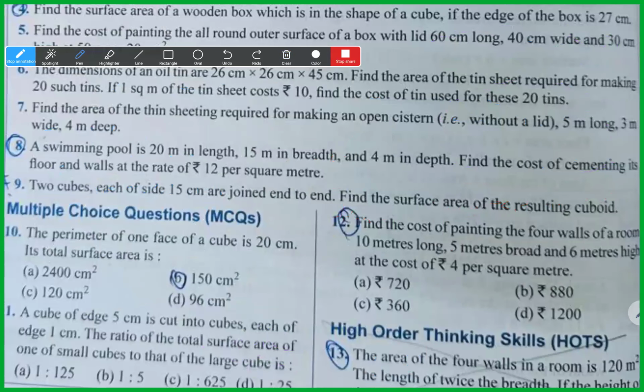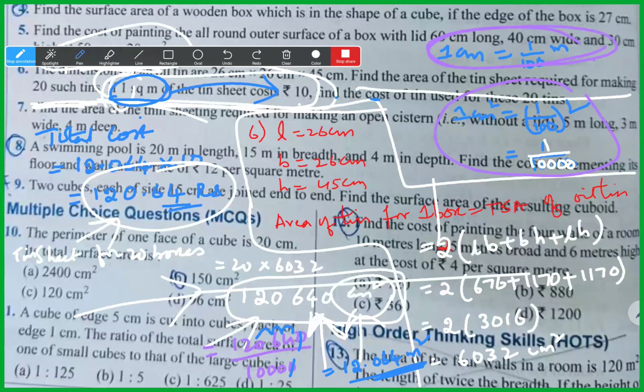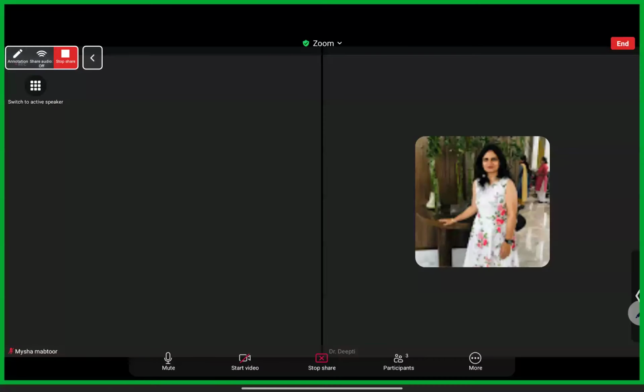No, Pranavi. The 10 rupees is for what? 10 rupees is 1 square meter cost. 1 square meter is 10 rupees, Pranavi. So like that, how many square meters did we get for 20 tins? 12.064. I'll once again explain, Pranavi, from the starting. Okay, sir.